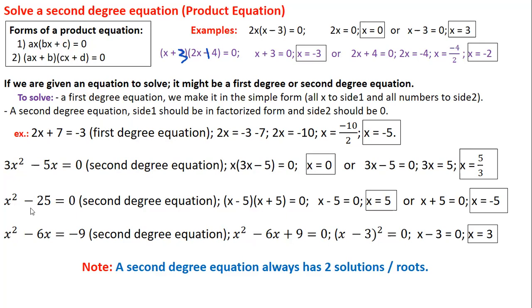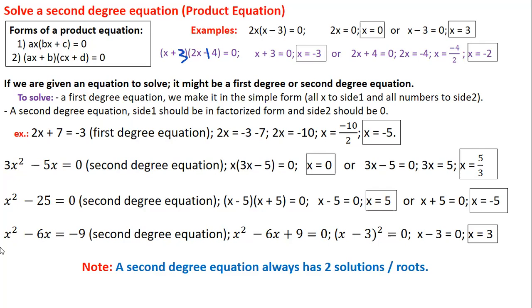Here also side 1 should be factorized. There is no common factor between the terms. So I factorize it using remarkable identity 3: a squared minus b squared is equal to (a minus b)(a plus b). So (x minus 5)(x plus 5) is equal to 0. So each of the two binomials is equal to 0 and we solve.